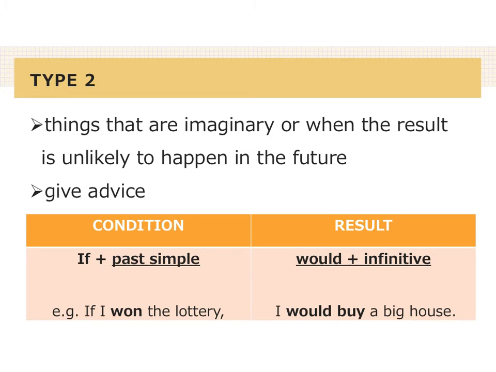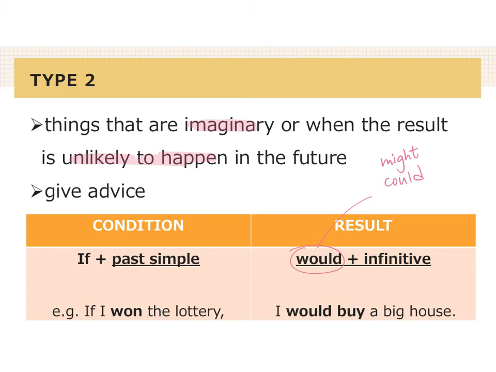Second conditional. Condition result. If plus past simple, would plus infinitive. Would is probably the most common modal verb, but might, could are also possible. We use the second conditional to talk about things that are imaginary or when the result is unlikely to happen in the future. If this thing happened, that thing would happen.